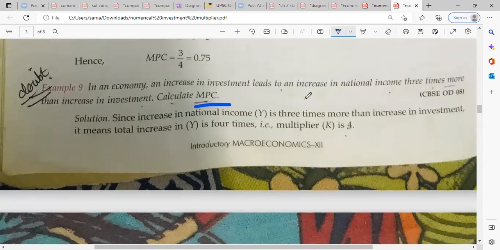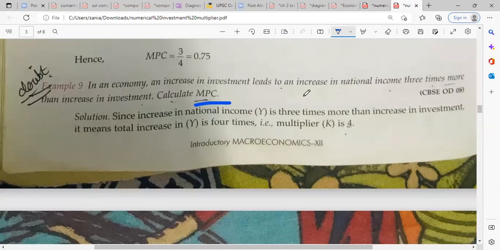Now how do you have to calculate MPC? Over here, no numerical value, nothing is given. So since the increase in national income is 3 times more than the increase in investment, it means the total increase in income is 4 times, right? And the multiplier is 4.